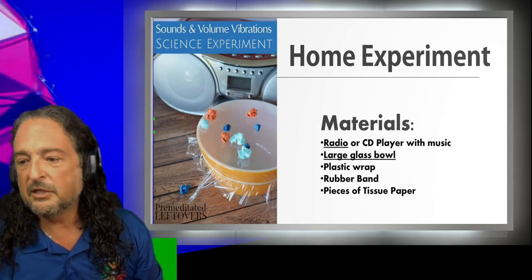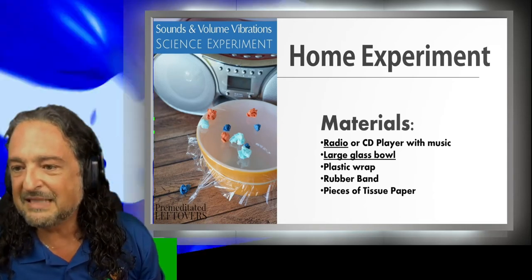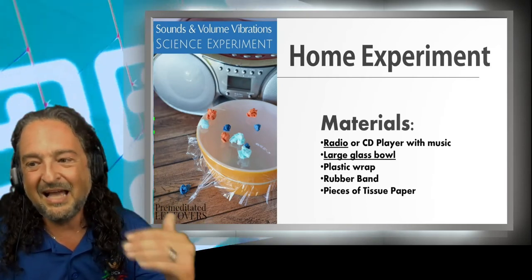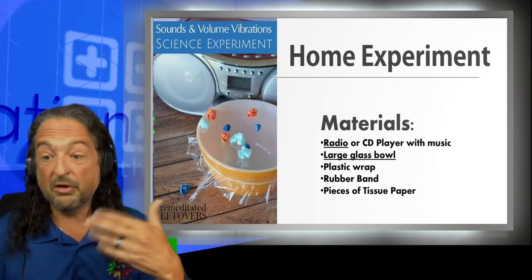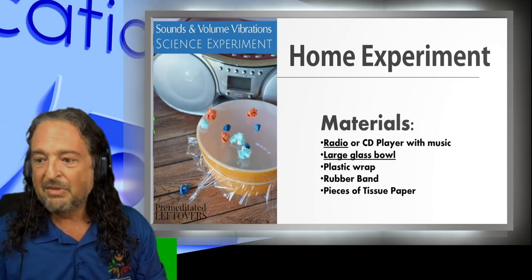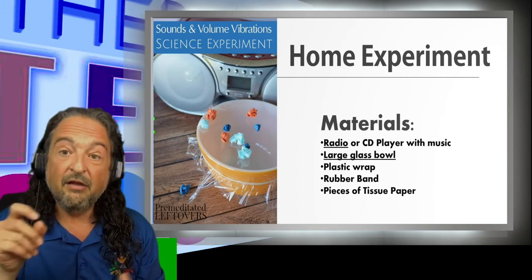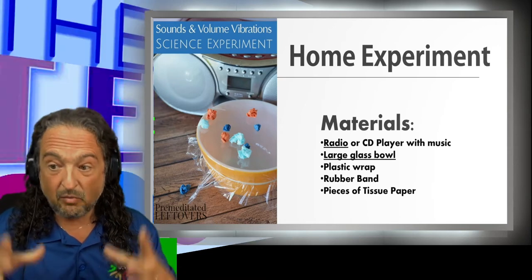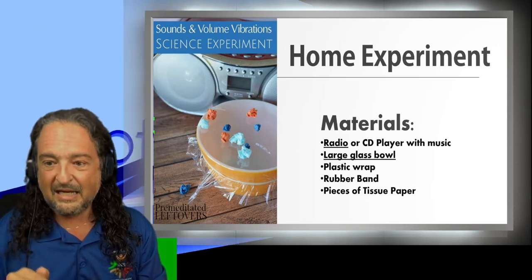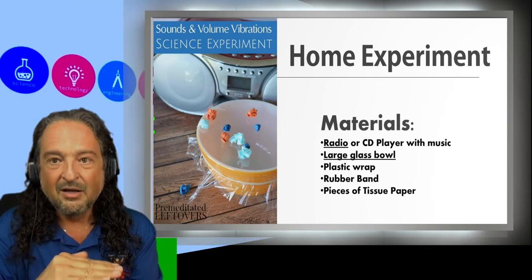No worries at all. Here's what we want you guys to do. You can take a look at this online. Look up sound and volume vibration science experiment, and you can see this in action. You take a radio or a speaker, CD player, whatever, a large glass bowl, and then plastic wrap and a rubber band and some pieces of tissue paper. If you put the rubber band around the bowl and put the tissue paper on there, you're going to see in action how sound vibrates physical matter.